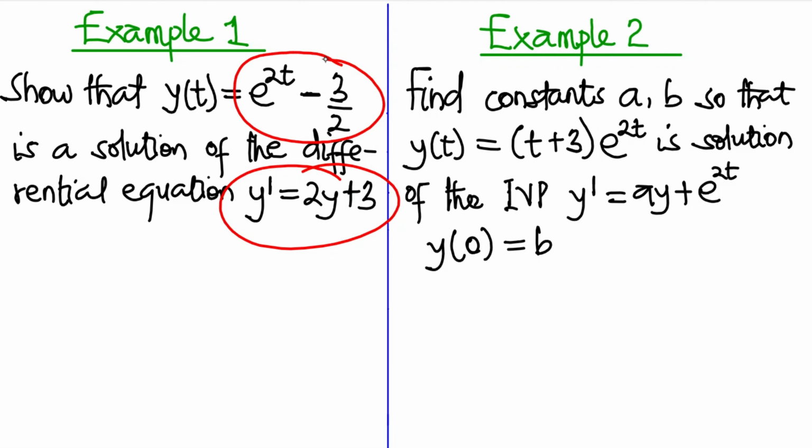So example 1 says, show that y of t is equal to 𝒂𝒚+𝒕 minus 3 on 2 is a solution of the differential equation y prime is equal to 2y plus 3. So the whole idea here is that we want to show or prove that this differential equation has a solution as 𝒂𝒚+𝒕 minus 3 on 2.